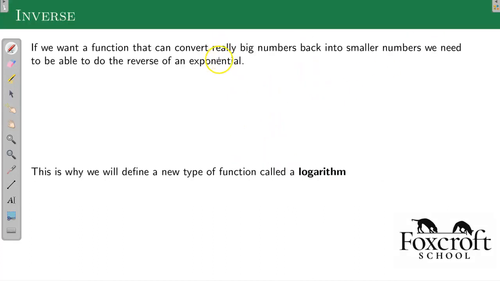But what if we want to convert these big numbers back into small numbers? As humans, once numbers get above like 10,000, our brain can't really wrap our head around them much more. Like if you think about $1 million versus $1 billion, both of those are just really big numbers, and it's hard to visualize. There's actually some good animations online about the difference between having $1 million and $1 billion and just how different it is. So we need a way to convert big numbers back into smaller numbers. So we're just going to do the reverse of an exponential, and that's the thing we're going to call a logarithm.